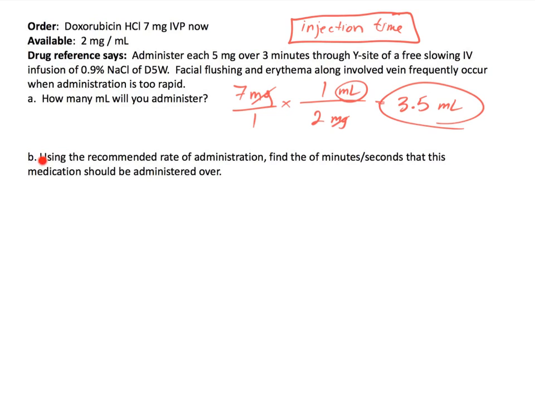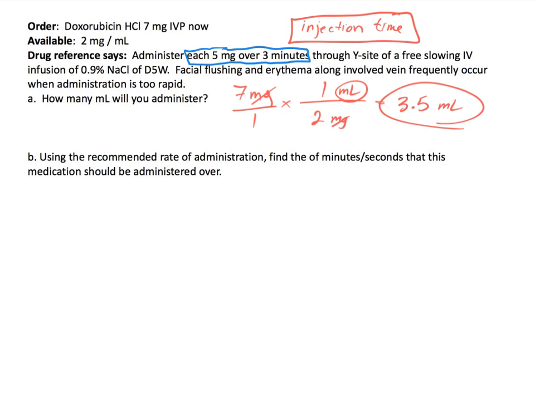Now we need to look at Part B, where it says using the recommended rate of administration, which is in this case the injection time. We need to determine the number of minutes and seconds that we should be standing there and pushing this medication in. So sometimes you'll be standing there and actually physically pushing the medication over a period of a few minutes. So look, in the instructions or on the label, for information about a rate of administration or injection time. And I see immediately that each 5 milligrams needs to be administered over 3 minutes.